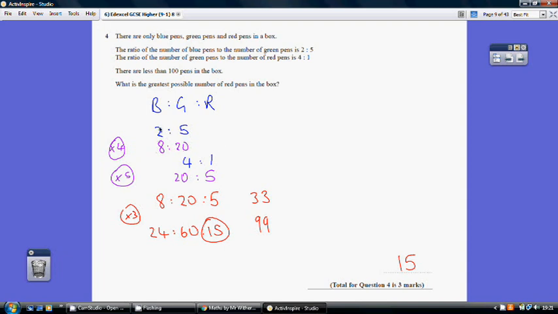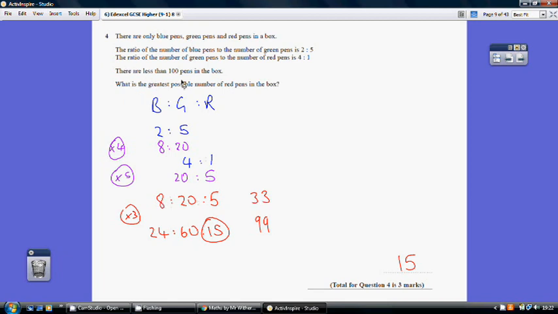So if we take this first ratio and choose to multiply that by 4, and then take the second ratio and choose to multiply that by 5, we end up with 20 green pens for both. So we can now compare all three. So we have a ratio of 8 to 20 to 5. So 8 to 20 to 5 is the ratio of blue to green to red. Those three together add up to 33.